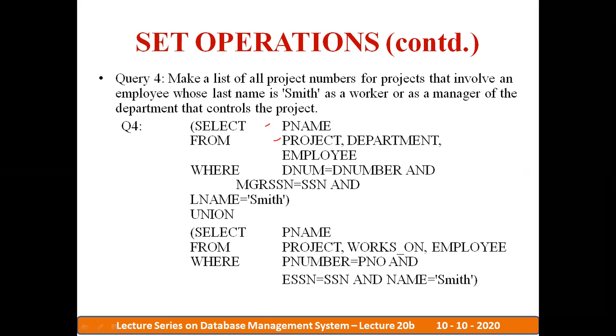Now I also consider Smith as a worker. For that I will select P name. Once again I need to consider the tables as project, works on and the employee. Once again, as there are three tables, two joins are necessary. First I will combine the project table and the works on table. Then I will combine the works on table with the employee table, and also I am considering the last name equal to Smith. So this part will give Smith as a worker, and this part will give Smith as a manager. I have to perform the union operation to get the complete result set.